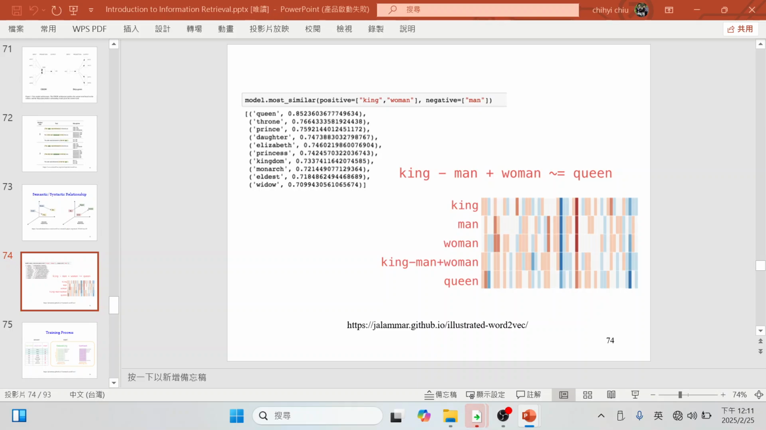Okay, so suppose we use an example to calculate their relations. Here I use positive pairs, like king and woman, and the negative means man. This equation can be formulated like this: king minus man plus woman, and the result should be queen. Okay, do you agree?